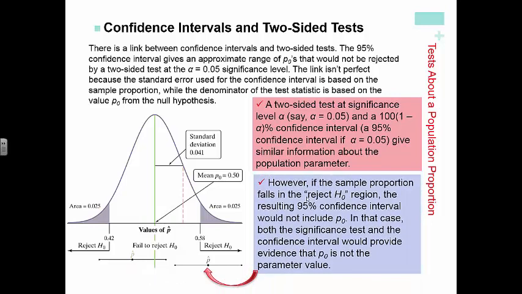And similarly, if I rejected H naught, well then I should not see p naught in my confidence interval. So the number should not be in my confidence interval because I'm rejecting it. It's not a plausible value. It's not in a plausible range of values. So it's not going to be in my confidence interval. All right, that's it.